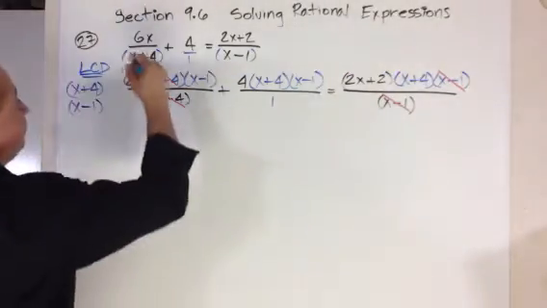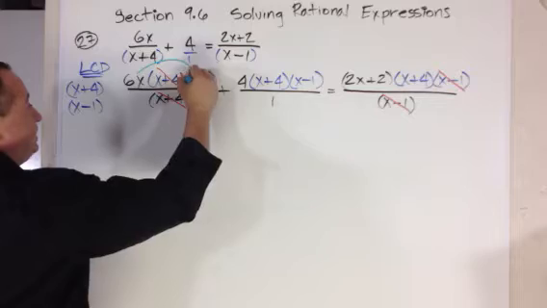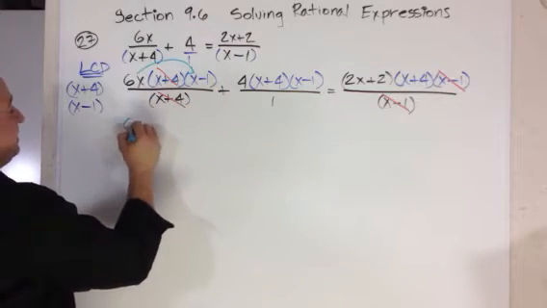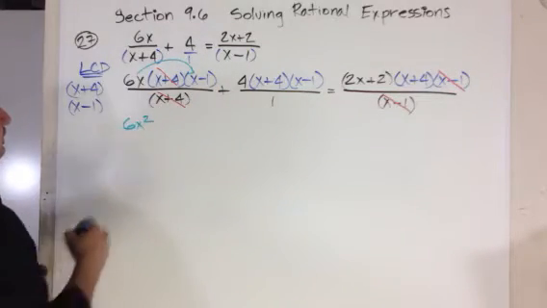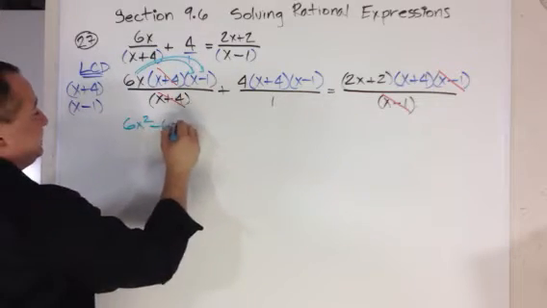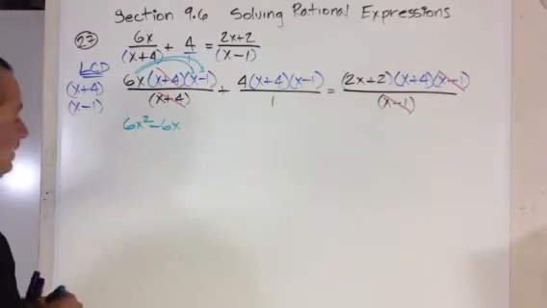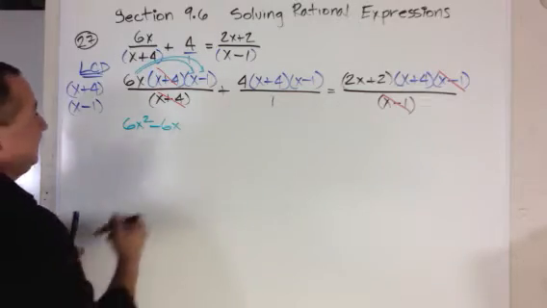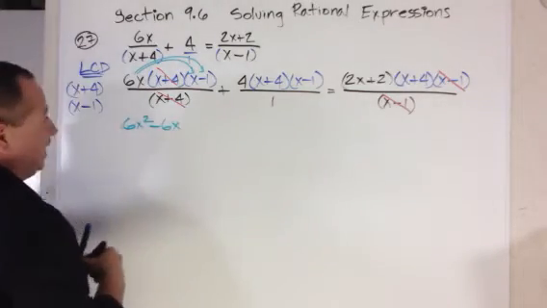So 6x times x would be 6x squared. Then 6x times negative 1 will be negative 6x. Okay, I took care of that. Okay, and then we have a plus. Well, I won't put a plus.